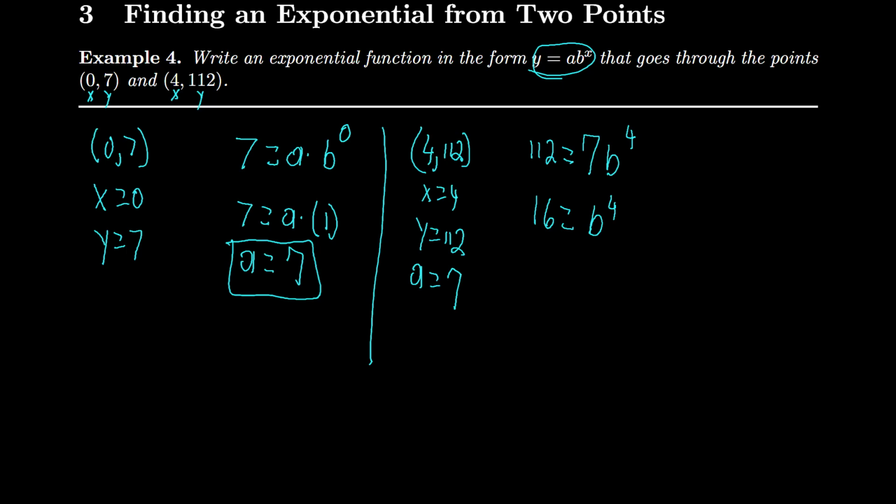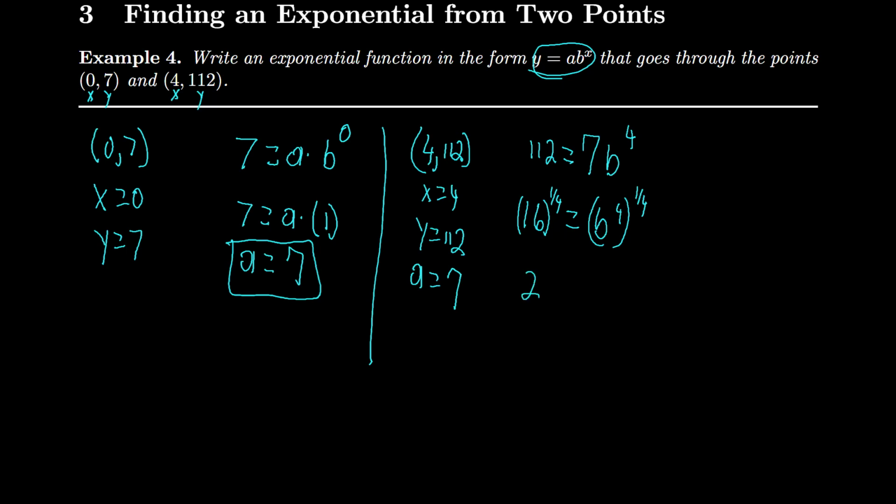And in order to solve this, we're either going to take the fourth root of both sides, or we're going to raise both sides to the 1/4 power. I prefer thinking of it as the latter. So let me write this again like this. 16 equals b to the fourth, and now we're just going to raise both sides to the 1/4 power. And 16 to the 1/4 power is asking the question, what number do you multiply by itself four times to get 16? That is, we're taking the fourth root of 16, it's 2.